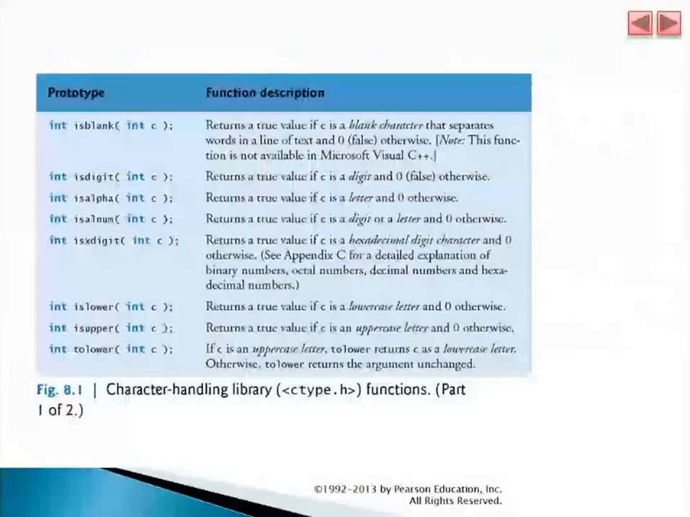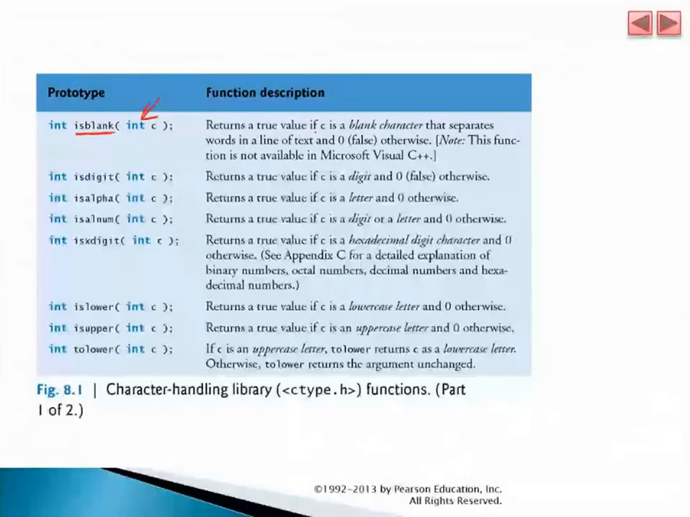These are the prototypes of the functions. The first function is isblank. Whenever you pass a character into it, it lets you know whether the character is blank or not. It returns true if c is a blank character; if not, it returns false. Then there is isdigit. If the character you pass is a digit, it returns true, otherwise false.